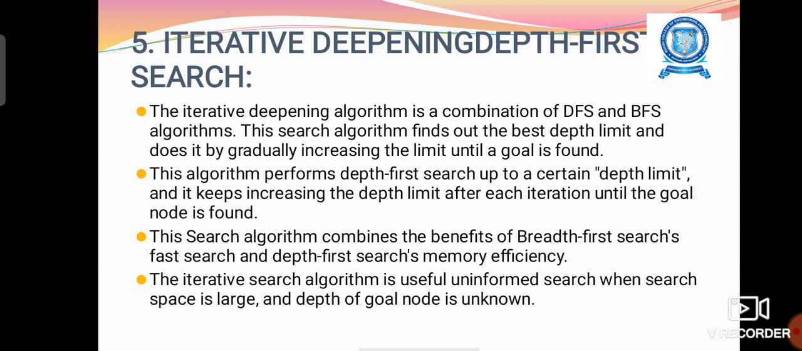Iterative deepening depth first search. It also uses the basic concept of depth first search, but an iterative method is used to reach the goal node. This search algorithm finds the best depth limit by gradually increasing the limit until a goal is found. It performs depth first search up to a certain depth limit and keeps increasing the depth limit after each iteration until the goal node is found.